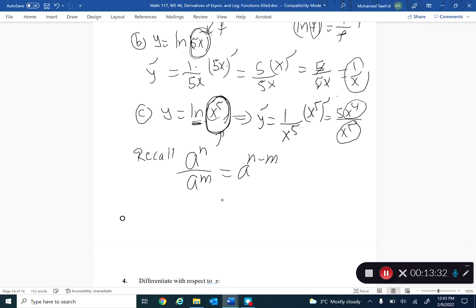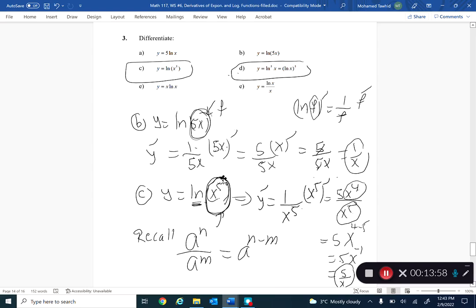I could simplify this to write 5, that's a constant. But what do you have here? You have 4 over 5, right? So if you want, you can write it as 4 minus 5, which is 5 multiplied by x to the power -1, or just 5 over x. 5 over x, that is what you got out of this, our derivative. So that is correct.